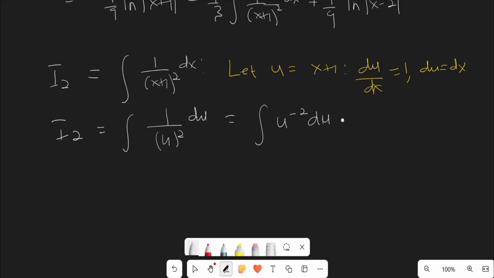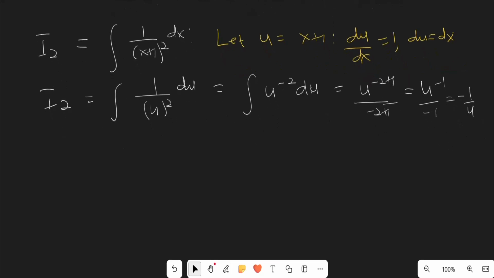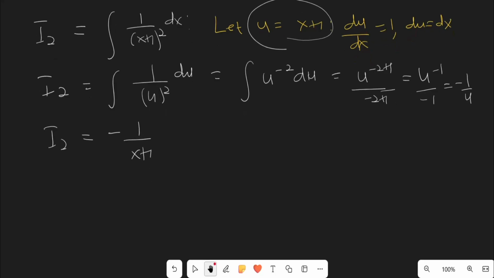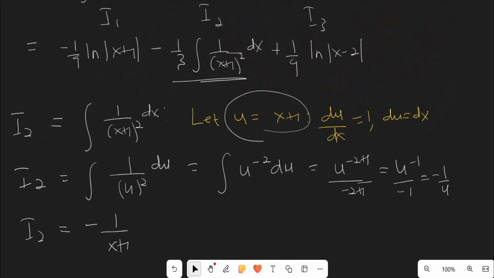So that is just using the power rule here. So that is add 1 to the power, divide by the new power. That is u to the negative 1 divided by negative 1. So that is negative 1 over u. Alright, yeah, that's it. So our I2, we can now take everything back from the u world into the x world. So that is negative 1 over u. u is x plus 1. So that is negative 1 over x plus 1. And that is the integral for I2, which we can now plug back here and put our plus c.